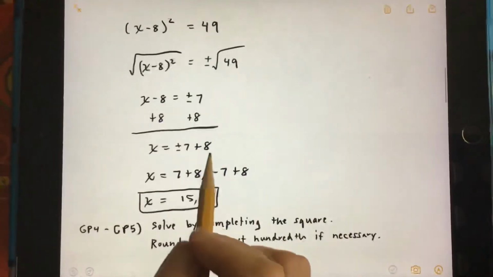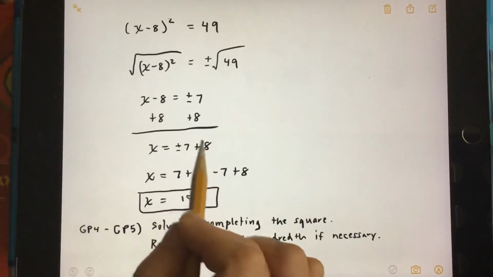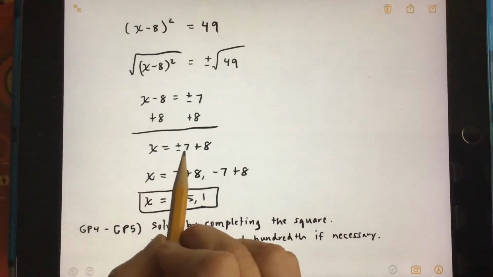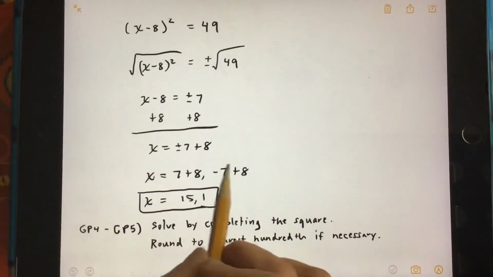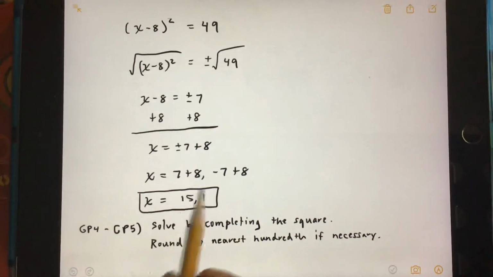Then I'm going to pull this apart into two separate expressions. So x is equal to the positive 7 plus 8, that's here, and then negative 7 plus 8, and that's what I've written here. Since 7 plus 8 is 15, and since negative 7 plus 8 is 1, there are the values of x. I didn't need to use a calculator at all in this one, since I didn't have any non-perfect squares to evaluate.